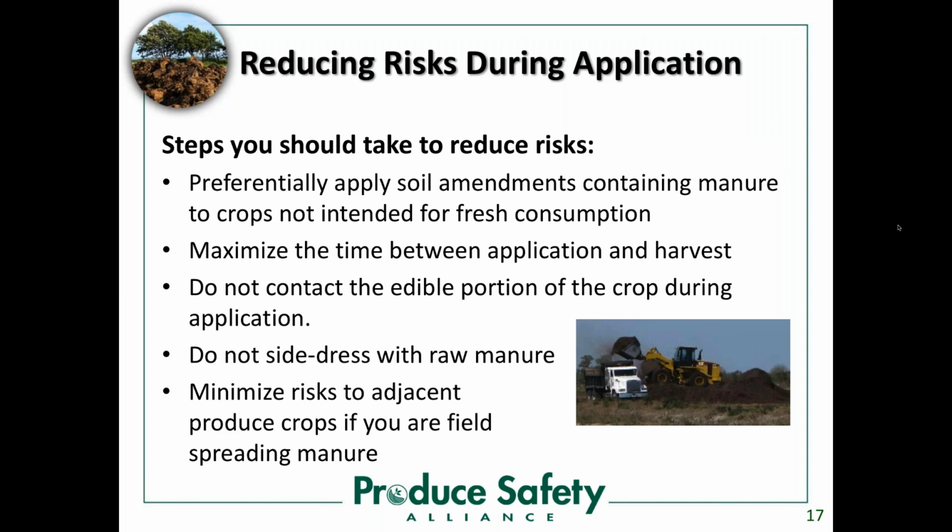Here's a big key. Keep untreated soil amendments from touching the edible portions of the crop. It's easy to achieve for tree fruits, but it's a lot more difficult for crops grown on or close to the soil. For example, vining tomatoes, snap beans are another issue. Strawberries, obviously. So we have to pay attention to that.